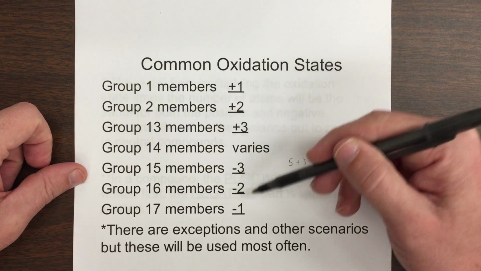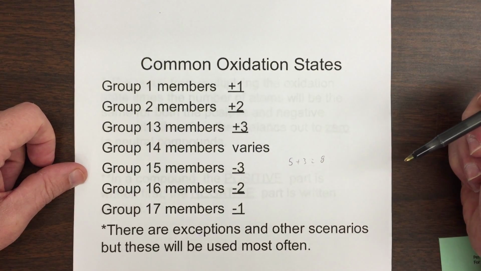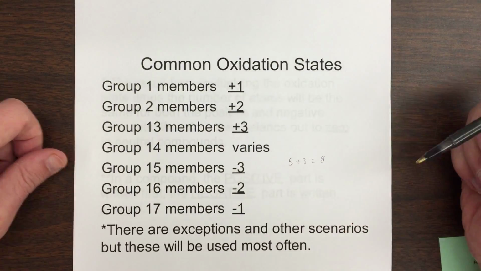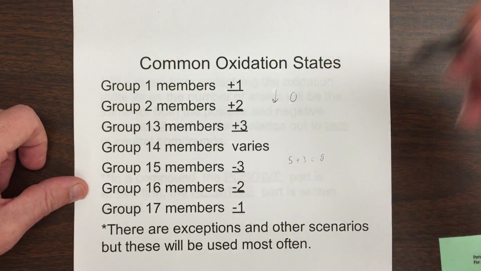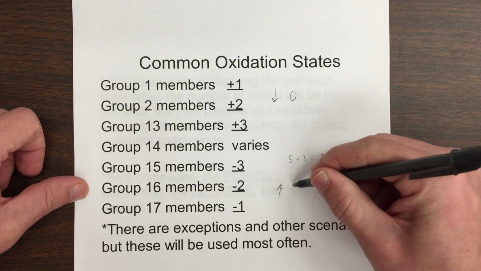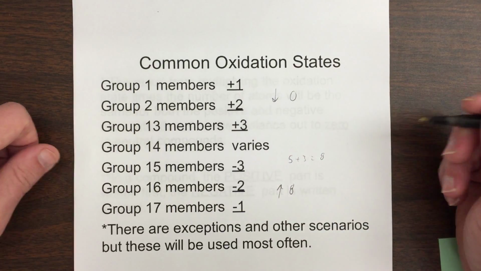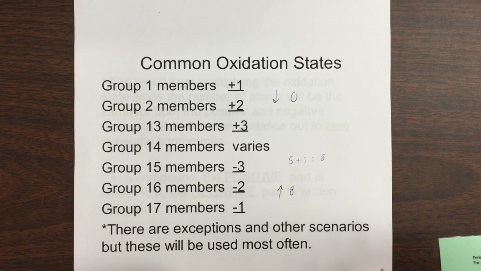So these just mirror each other on the other side of 14. So this should be pretty easy to remember. These will get down to 0, and these will go up to 8 based upon their valence electrons. As I mentioned out here, there are other scenarios. We'll cover those a little bit later on.